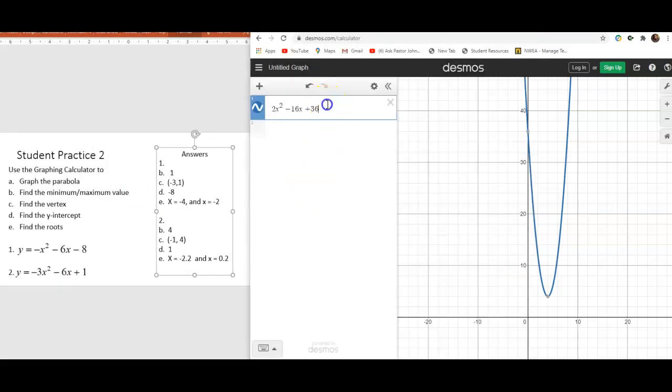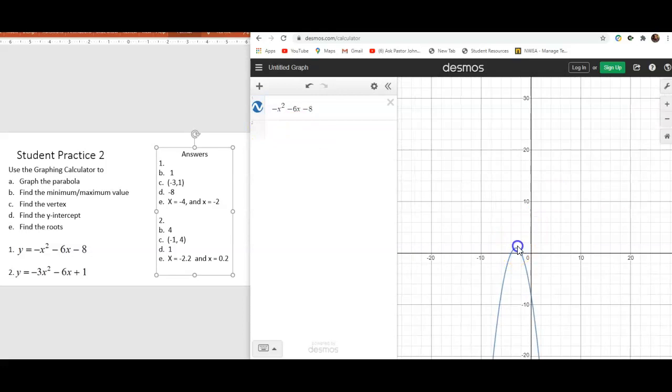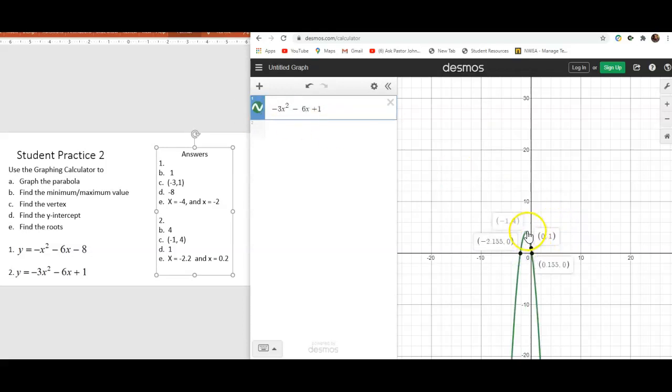All right, so I'm going to go ahead and graph both of these for you guys really quick. There's the solutions. We have negative x squared minus 6x minus 8. So your graph for number 1 would have looked like this. We have our roots and our y-intercepts, mins and maxes. I've got all the answers recorded here for you guys. And then we also have the other one. I'll graph right now, which is negative 3x to the power of 2 minus 6x plus 1. And there's that one. So we've got our y-intercept, we have our roots, and we have our vertex.